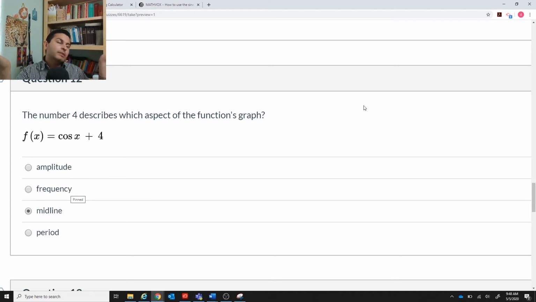Okay, I accidentally clicked the right answer because that's going to be our midline. It's going to tell us exactly where our midline is based on that value. So our midline is going to be at 4.